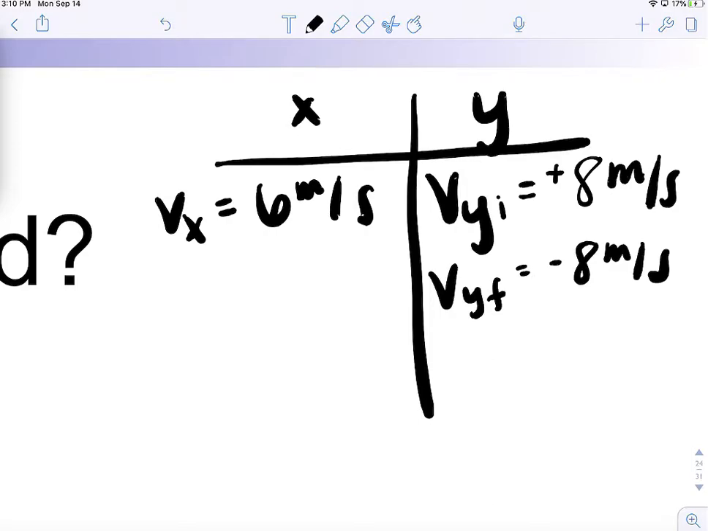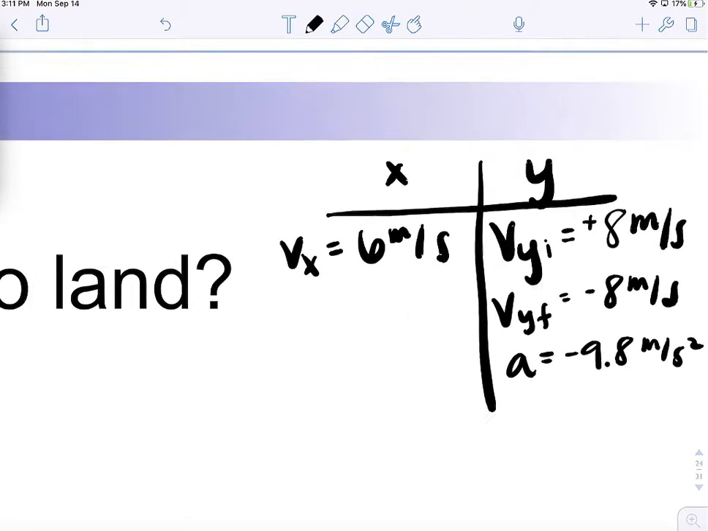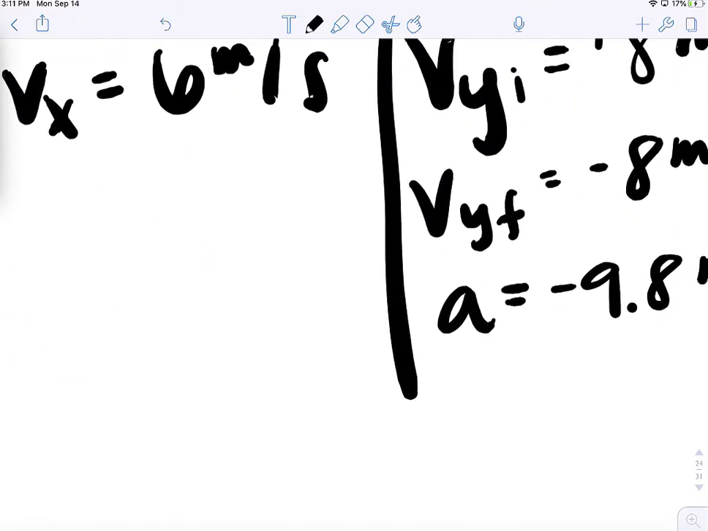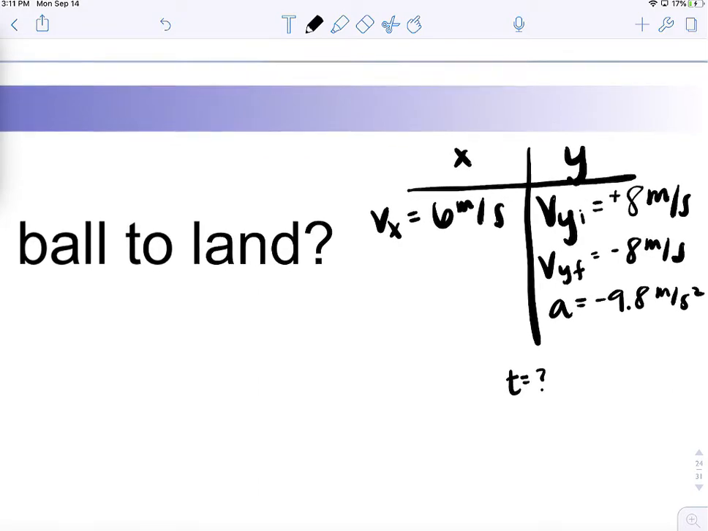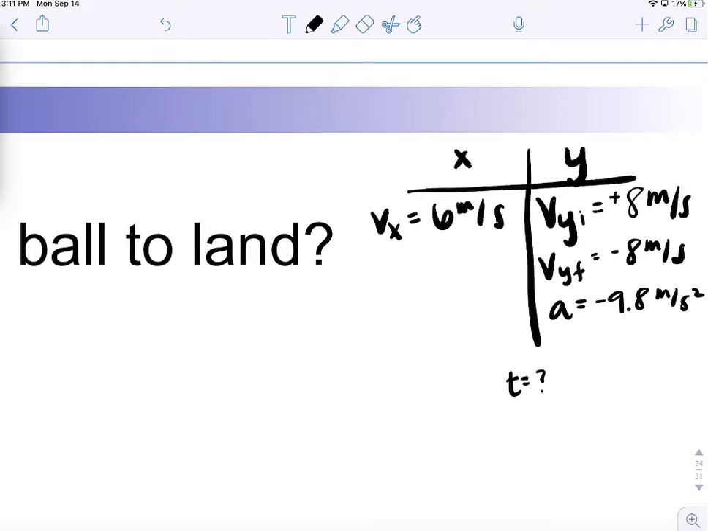I also know that gravity is affecting the motion of this object. Gravity accelerates all objects at a rate of negative 9.8 meters per second squared. The problem is asking me, how long does it take? So I am looking for time. Time is the one thing I won't plug into an x or y column, because time is the one value that's going to be the same for both.